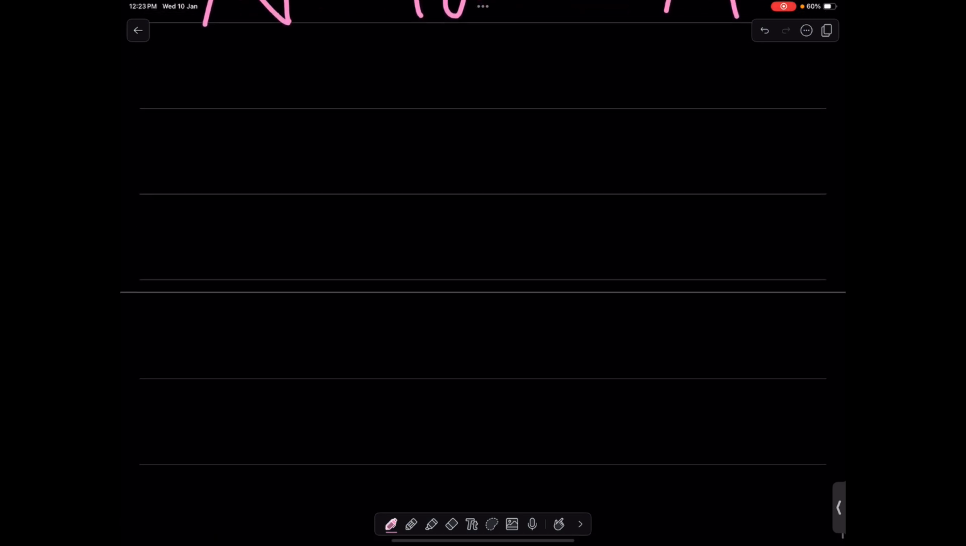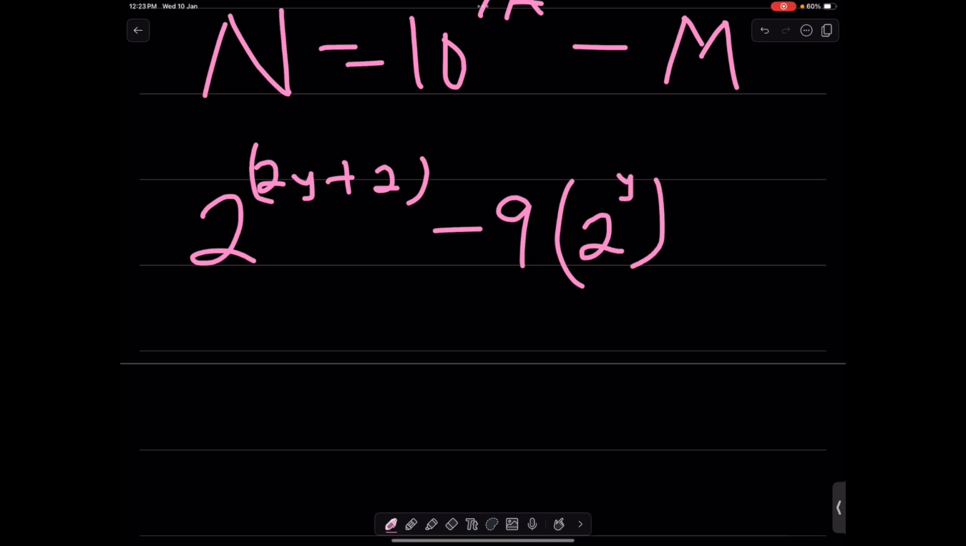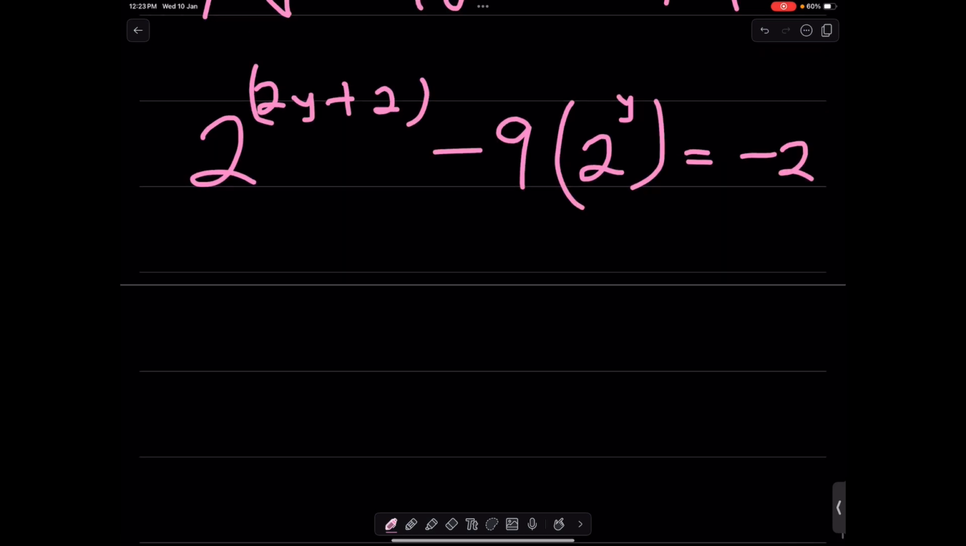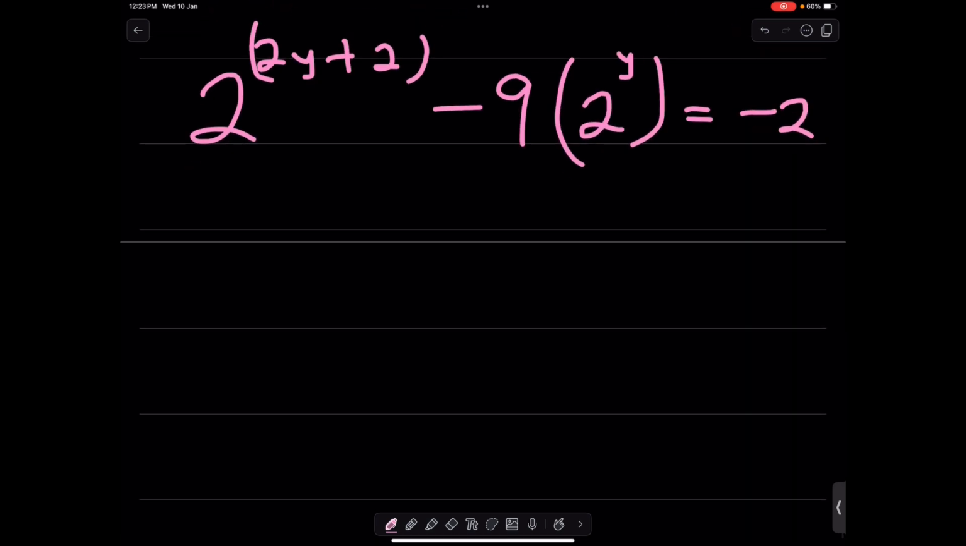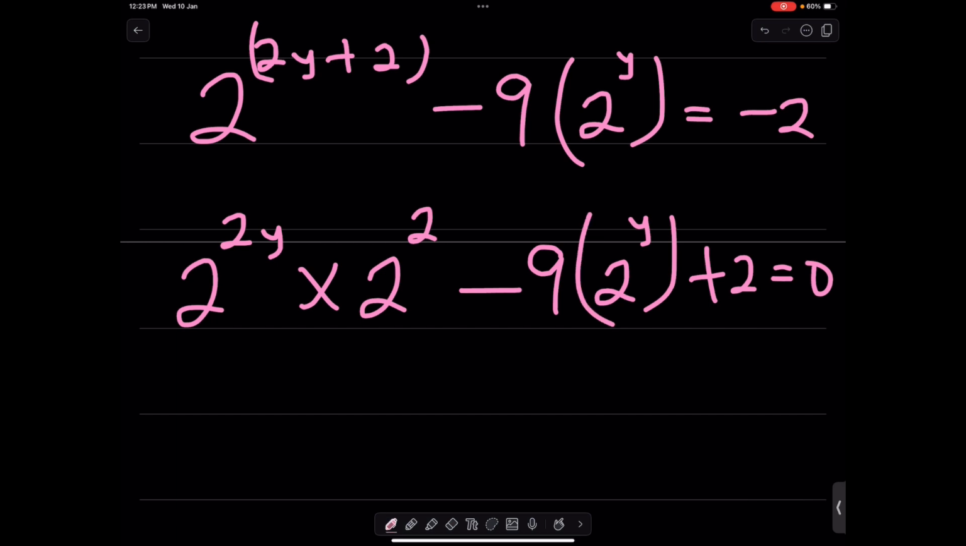Now to the next one, which is from year 2011. Solve the equation 2 raised to power 2y plus 2 minus 9 times 2 raised to power y equals minus 2. How do we do that? Okay, this is the same as saying 2 raised to power 2y times 2 raised to power 2 minus 9 times 2 raised to power y plus 2 equals 0. If you bring the minus 2 from the right hand side to the left hand side, it becomes plus 2.